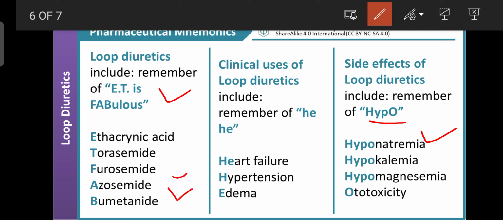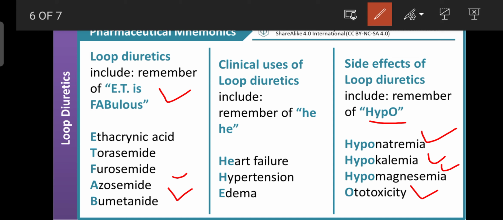So another side effect is hypokalemia. Okay, so the next one is hypomagnesemia, and they also cause ototoxicity, that is a problem in hearing. So they cause deficiency of potassium, deficiency of sodium, and they are also responsible for causing deficiency of magnesium, along with problems in hearing by showing ototoxicity.